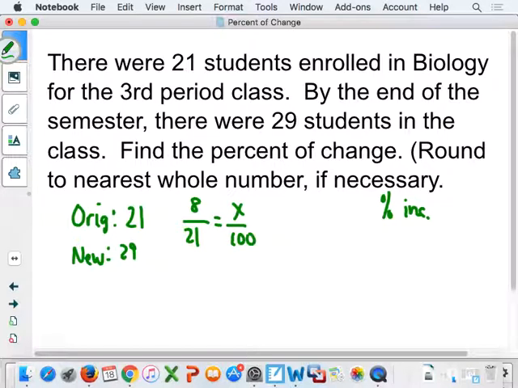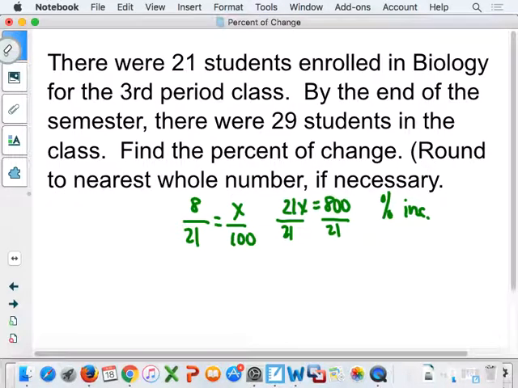So this is our difference over original equals x over 100. So we're going to say 21x is equal to 800. Okay? We're going to divide by 21. And so we're going to get 800 divided by 21. And I'm going to go ahead and make room here. So 800 divided by 21. Okay, so 21 doesn't go into 8. Well, 20 times 4 is 80, so we know 21 times 4 is going to be too much. So this is 63, and so that's going to leave us 17.